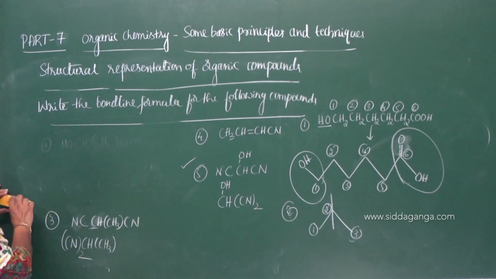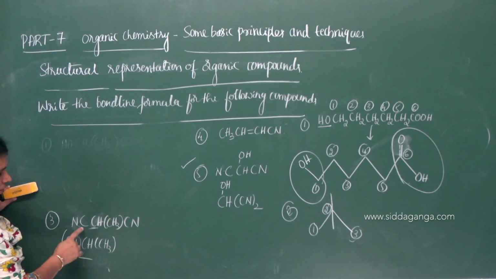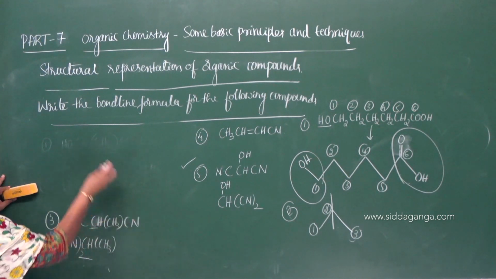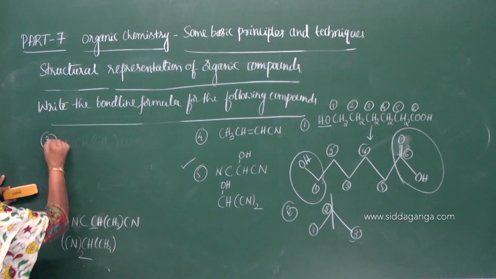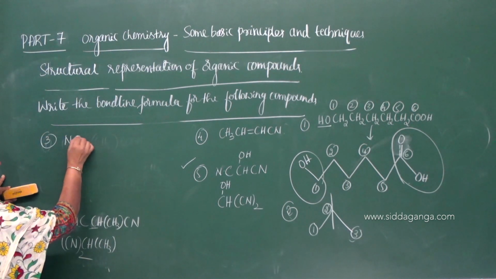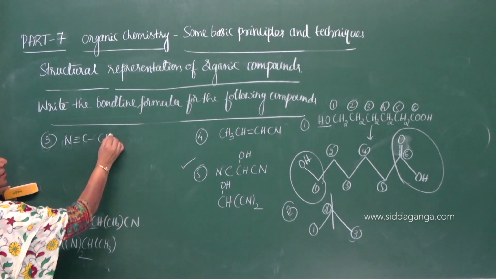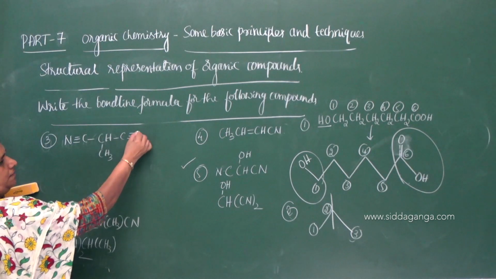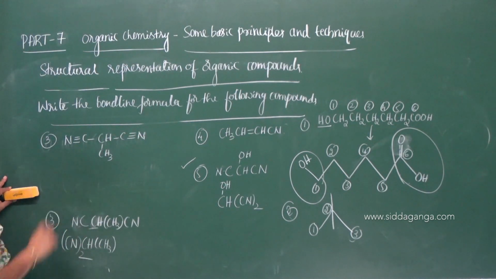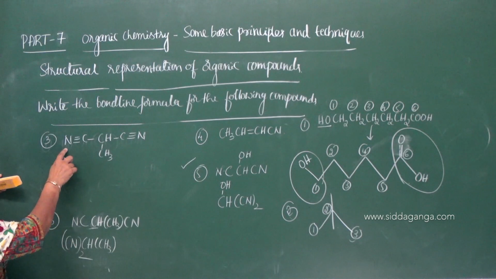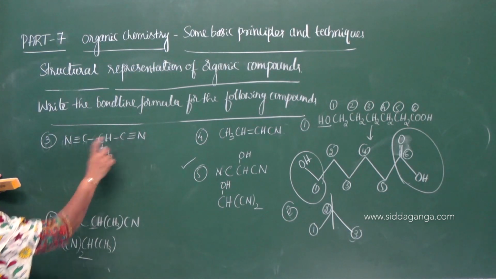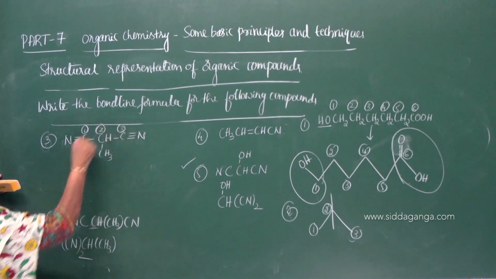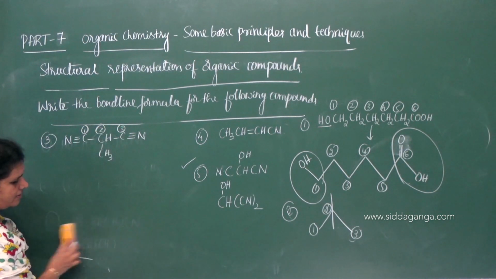So how to represent this third compound? First carbon, second, third and the fourth. You can write like this: N triple bond C, CH, CH3, C triple bond N. This is the compound because between carbon and nitrogen we have a triple bond and here also we have a triple bond. So 1, 2, 3. The maximum carbon atoms that we get in a chain is 3.